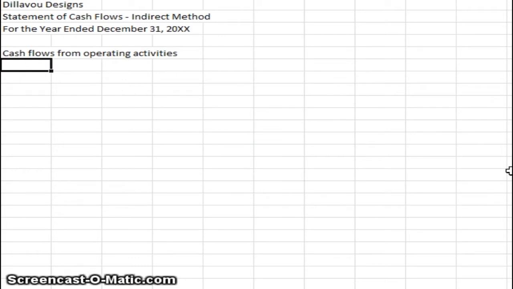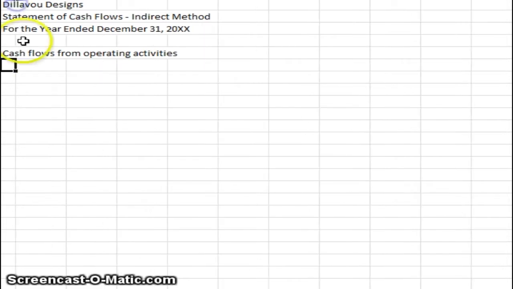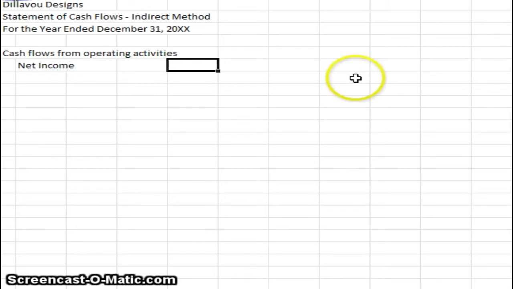To start with the operating section, at least as far as the indirect method, we're going to start with net income, and we're going to adjust it for any non-cash items that we can find on the income statement. Then we're going to take the impact of changes in current assets and current liabilities. We're trying to take net income and convert it to a cash basis.